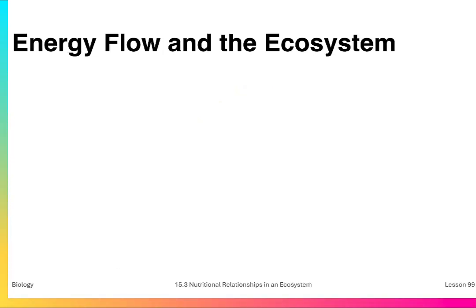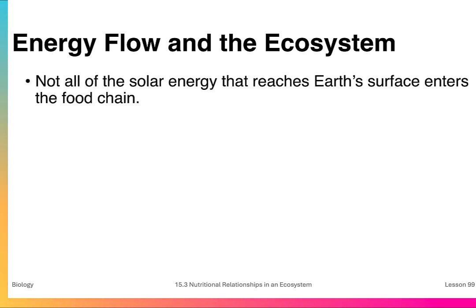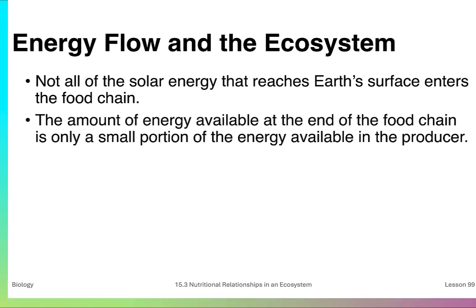Let's look for a minute at energy flow in the ecosystem. The energy flow is related to the consumption of food, and so I thought that before I end this section, I would talk about this. Not all the solar energy that reaches the Earth is captured, and so it doesn't all enter into the food chain. The amount of energy that's available at the end of the food chain is only a small portion of the available energy in the producer.